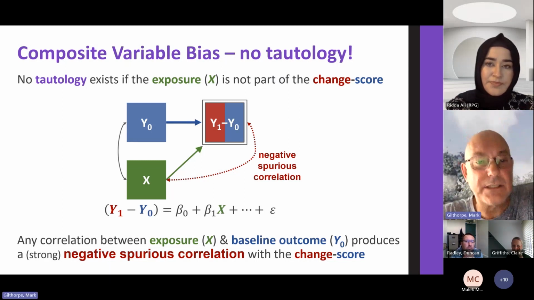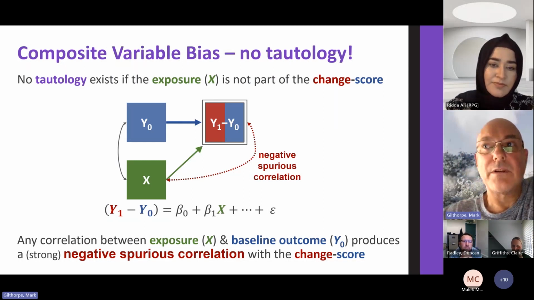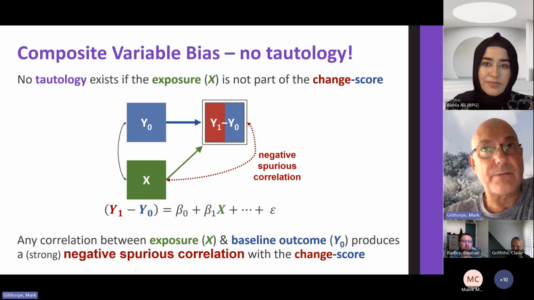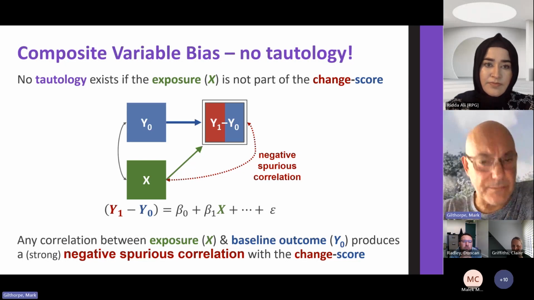If you're investigating the role of exposure X on the change in an outcome, presumably X has the opportunity to causally influence the outcome. So it could well be strongly related to Y0 in an observational setting.